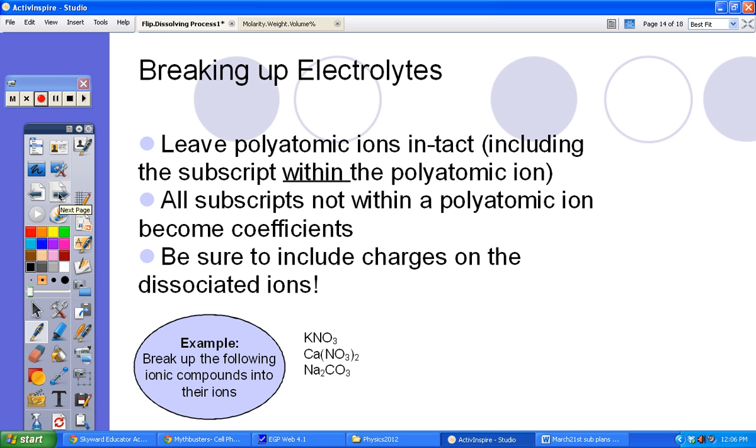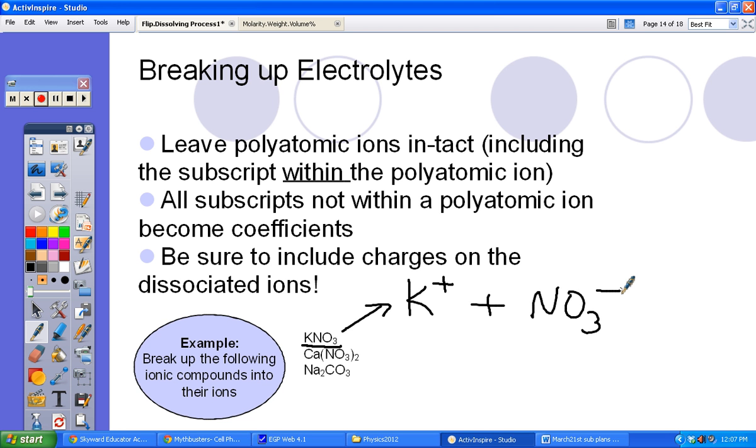Now, when we break up these electrolytes, there's a certain process we need to take. How this works is, you take potassium nitrate, for example, down here. We're going to break those electrolytes up, so I'm going to draw an arrow up here. The first ion it gets broken up into is K+. The other ion is NO3 negative. And we've looked at these ions for a long time now.